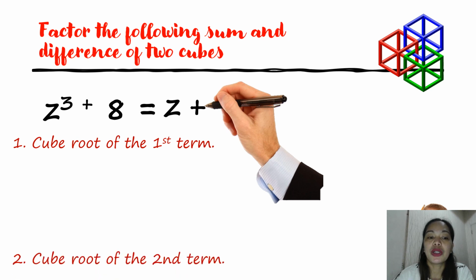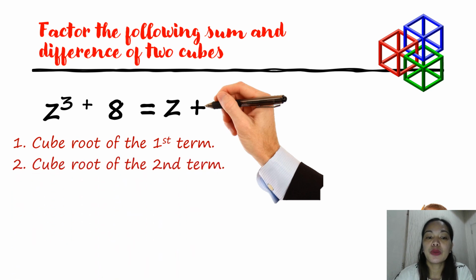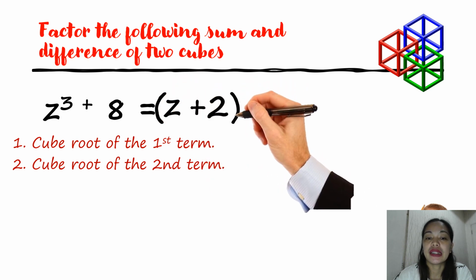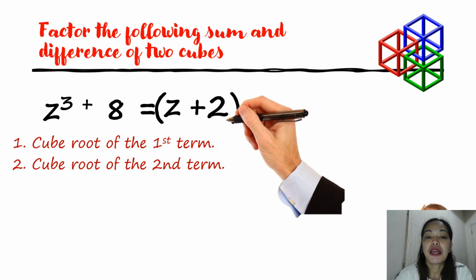Then, step number 2 is get the cube root of the second term. Ang second term natin ay 8. The cube root of 8 is 2. So, we will now write 2. Okay, that's it. And enclosed in parentheses. That is the first factor.